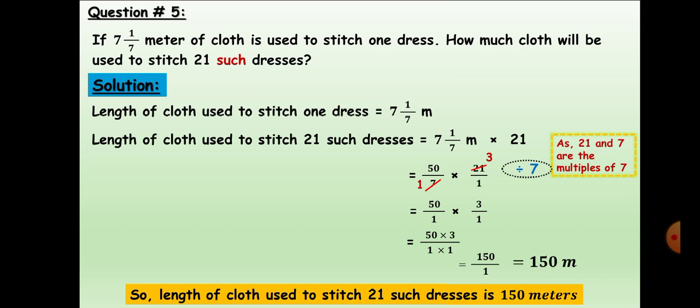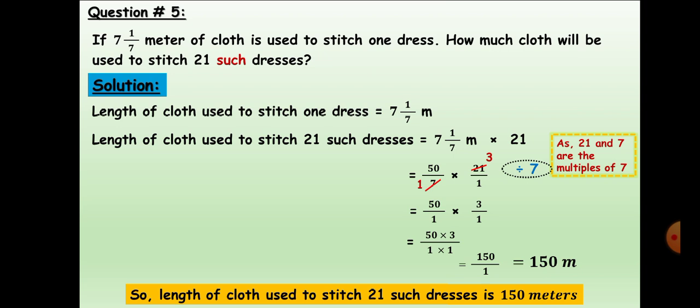So here you have to change 7 whole 1 over 7 into an improper fraction. So 7 multiplied by 7 equals 49 plus 1 equals 50. So 50 over 7 then multiplied by 21 over 1. Here 7 and 21 are divided by 7. So divide them. You're going to get 50 over 1 multiplied by 3 over 1.